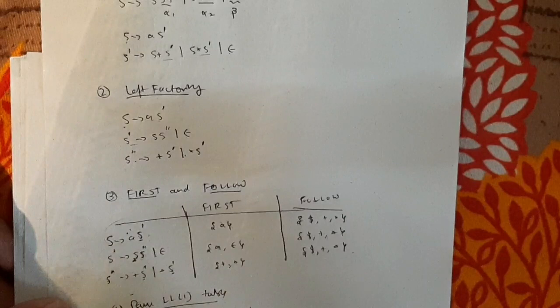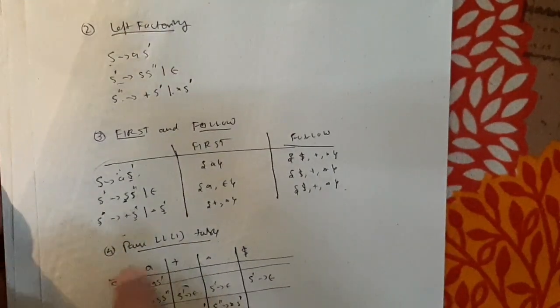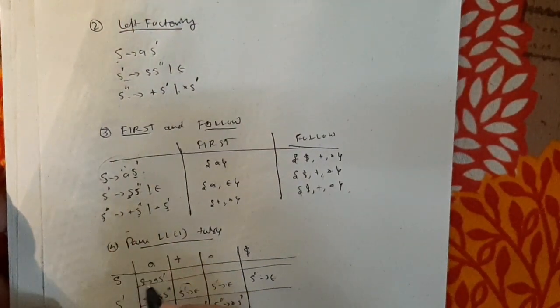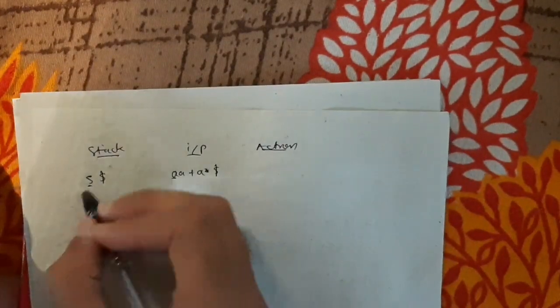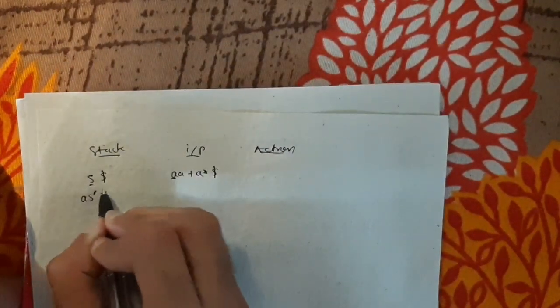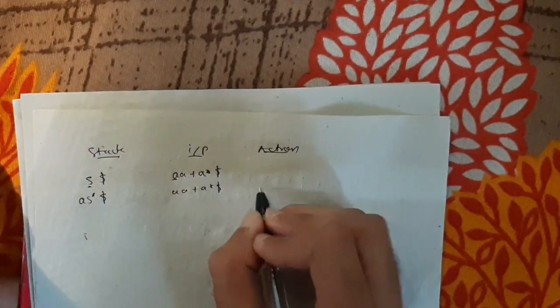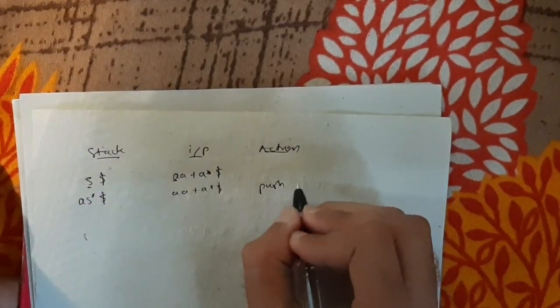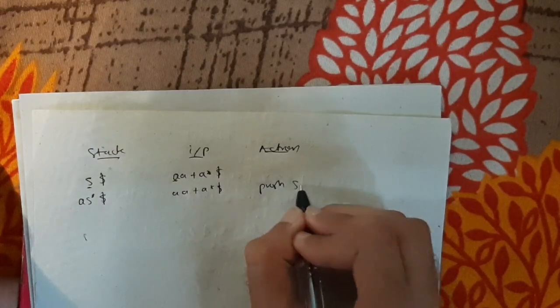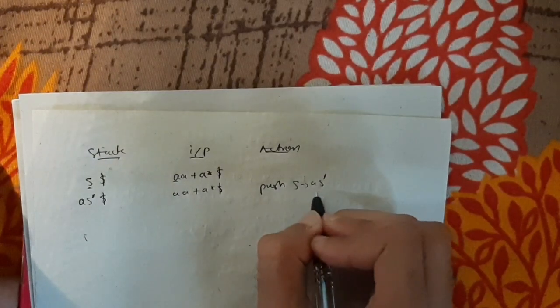S and a, where does this go to? S goes to a S dash. So instead of S I will write a S dash. S a was there, so S goes to a S dash. I will just write a S dash in the place of S, then again dollar, then here a same I will copy paste. What I just did is push S goes to a S dash. That's the step I did, right?